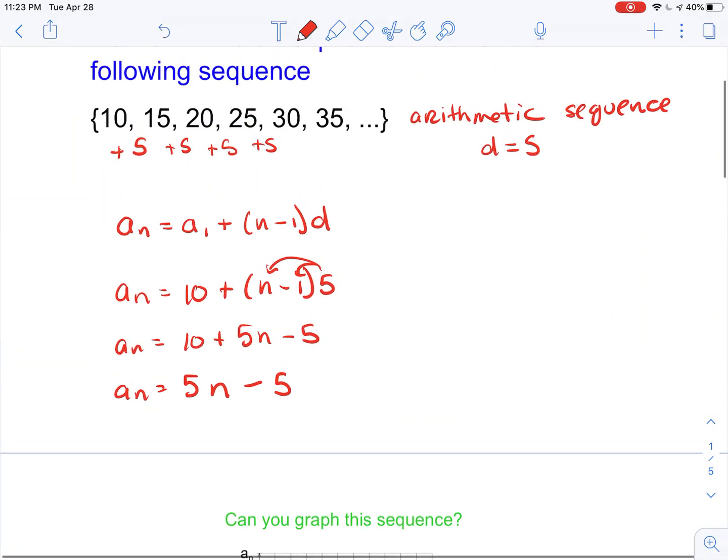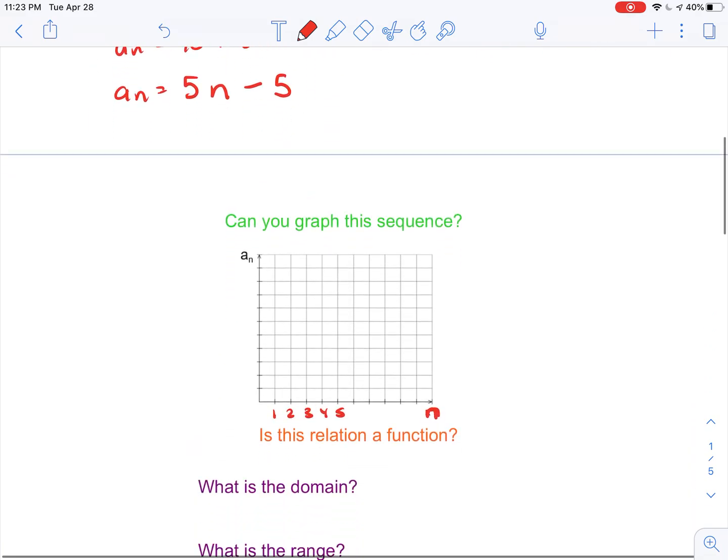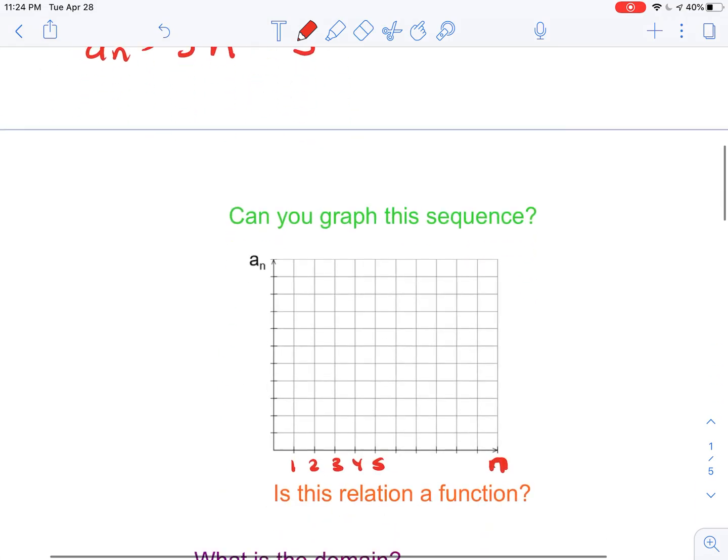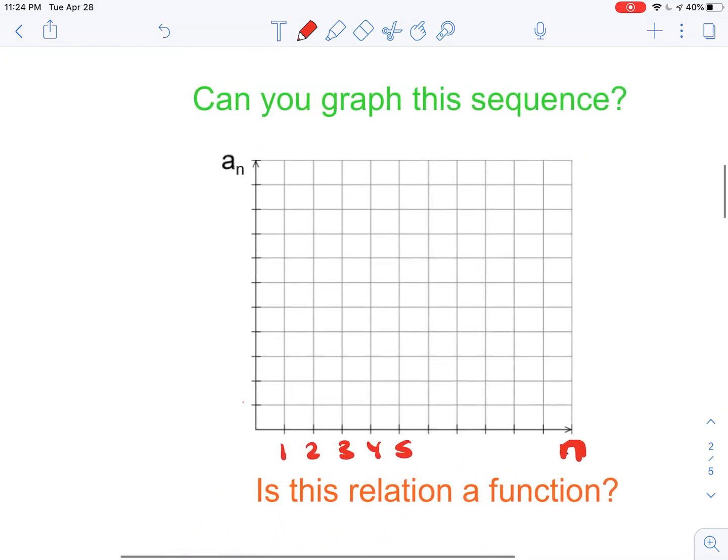So 1, 2, 3, 4, 5. Now, I think we only have 5 values. We know that this continues on, so we could graph more if we wanted to. But I'm only going to be concerned with this graph for the first couple. Okay, now remember, we can always choose a different scale for my x and my y. So to fit the numbers up to 35, I'm actually going to go by 5. So 5, 10, 15, 20, 25, 30, 35, 40, 45.